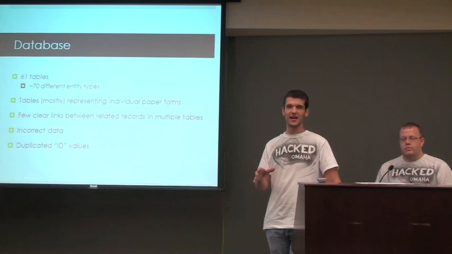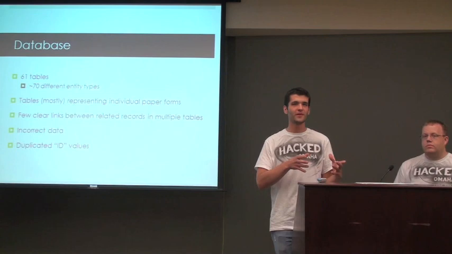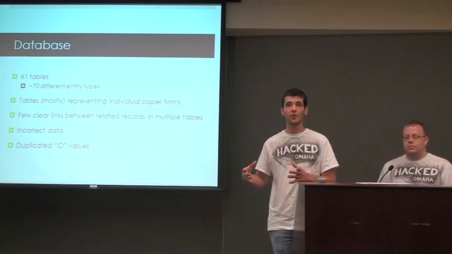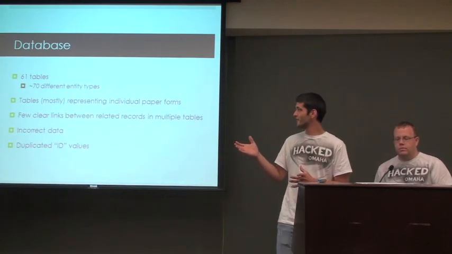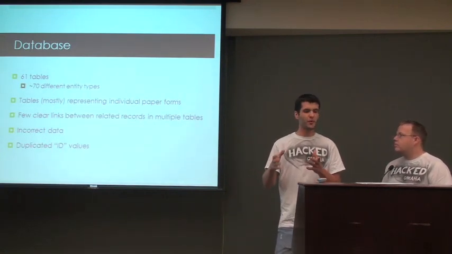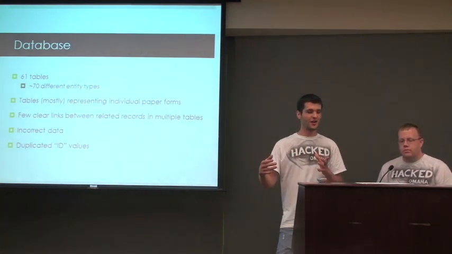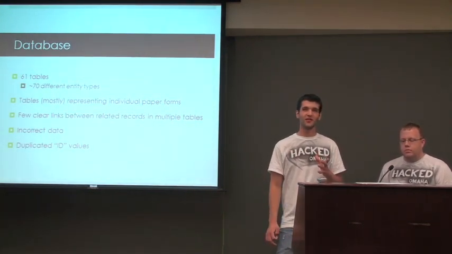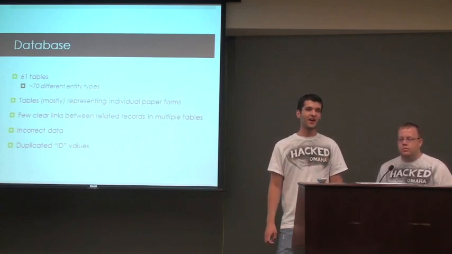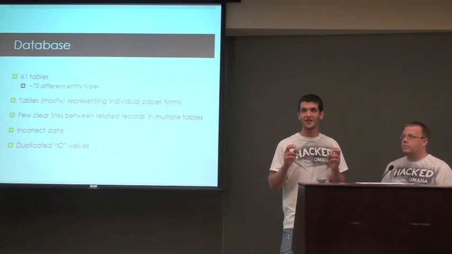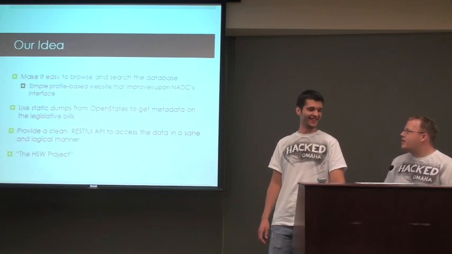There's like 70 entity types. Like there might be a campaign, there might be someone running for office, there might be a committee that's formed. 61 tables. They mostly represent individual paper forms. It's pretty much a one-to-one mapping. It's hard to draw clear links between the forms. Some of the data is incorrect. A lot of the data is incorrect. Probably a good 10%. And there's a lot of duplicated things that are supposed to be primary keys in their database that aren't. Corruption.